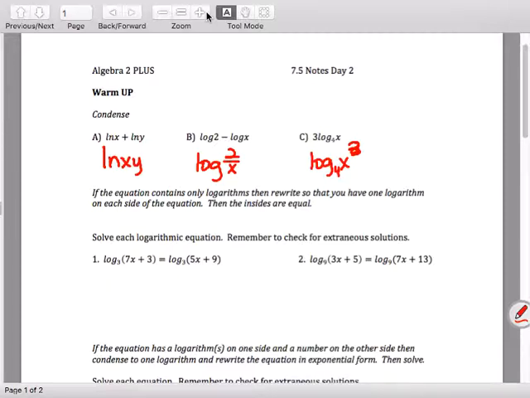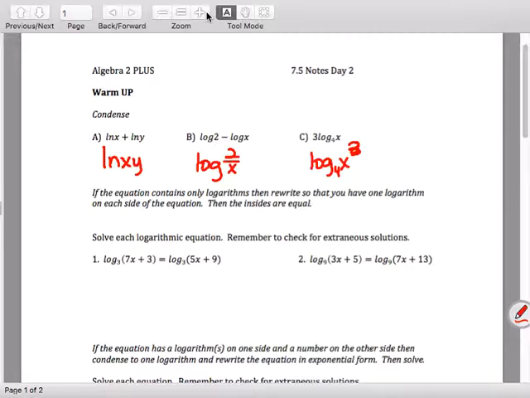So what we're going to do today is look at logarithmic equations. If the equation contains only logarithms, then rewrite so that you have one logarithm on each side of the equation. Then the insides are equal.